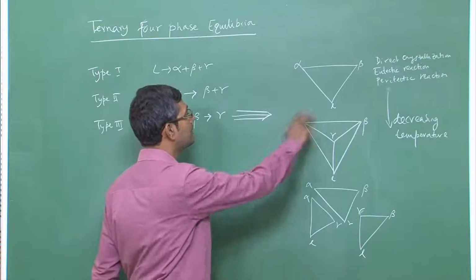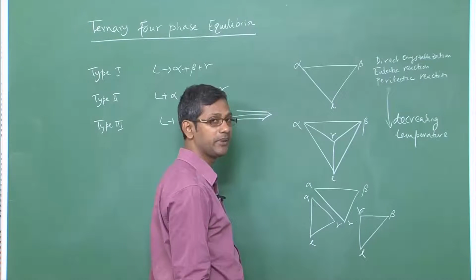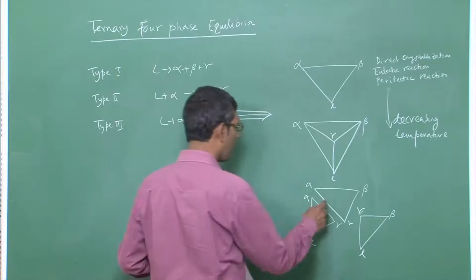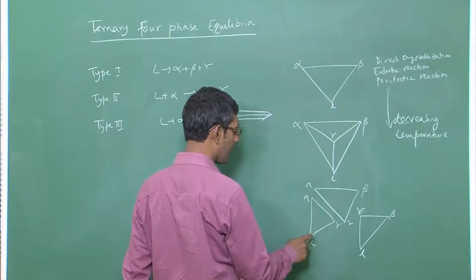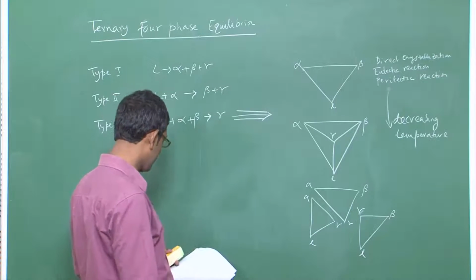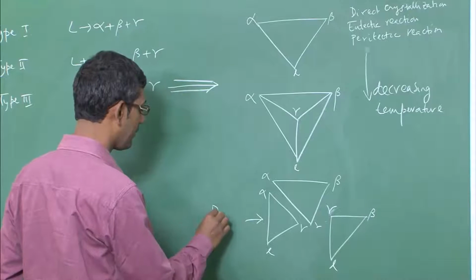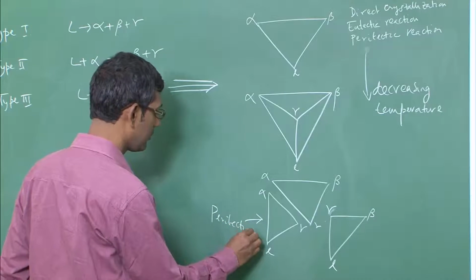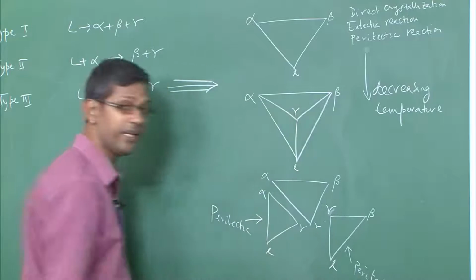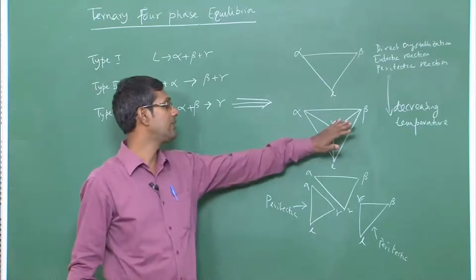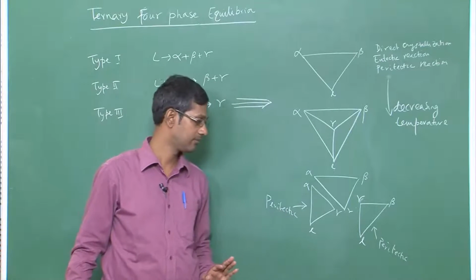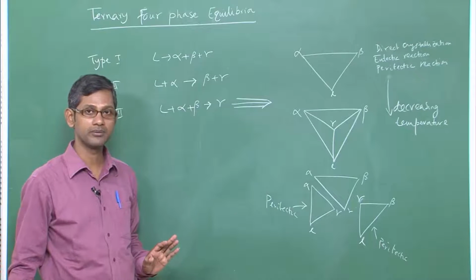Once this reaction happens, the type 3 phase equilibrium reaction will lead to formation of gamma, and in the exit plane you have 3 phase equilibrium involving liquid, alpha, gamma, liquid, gamma, beta, liquid. This can be either peritectic, mostly peritectic type. What does it mean actually? That means that below this 4 phase equilibrium invariant plane you can have 2 peritectic reactions or 1 peritectic or eutectic reaction possible.